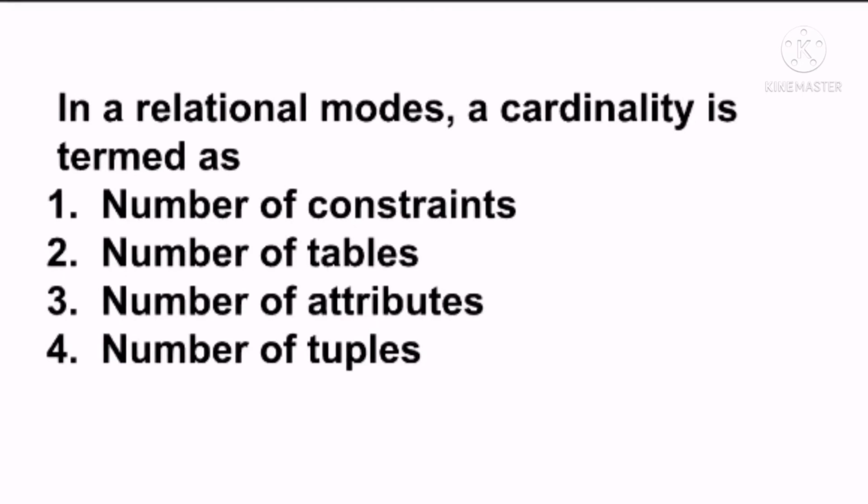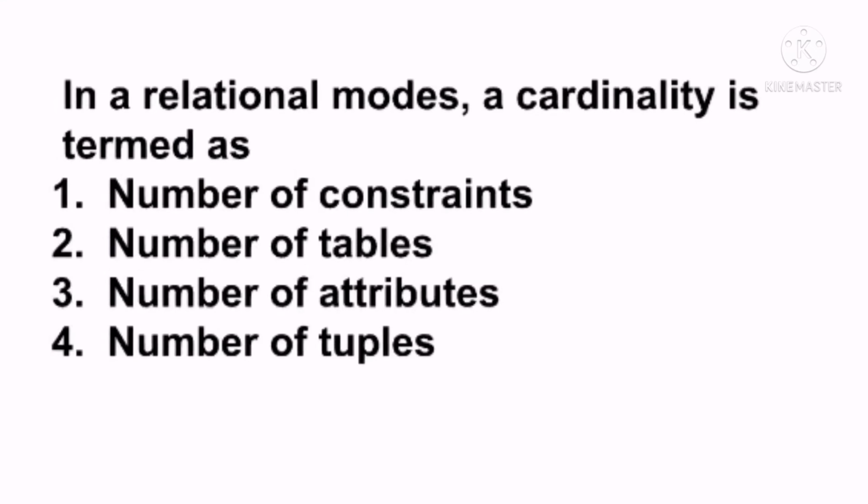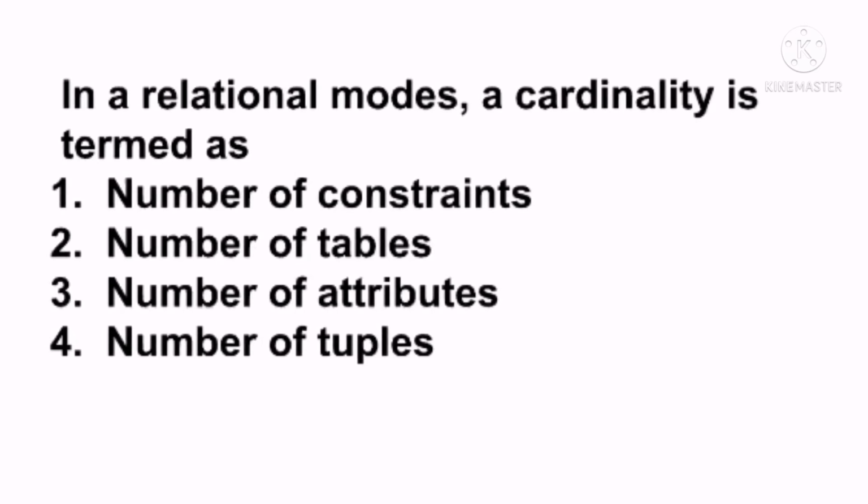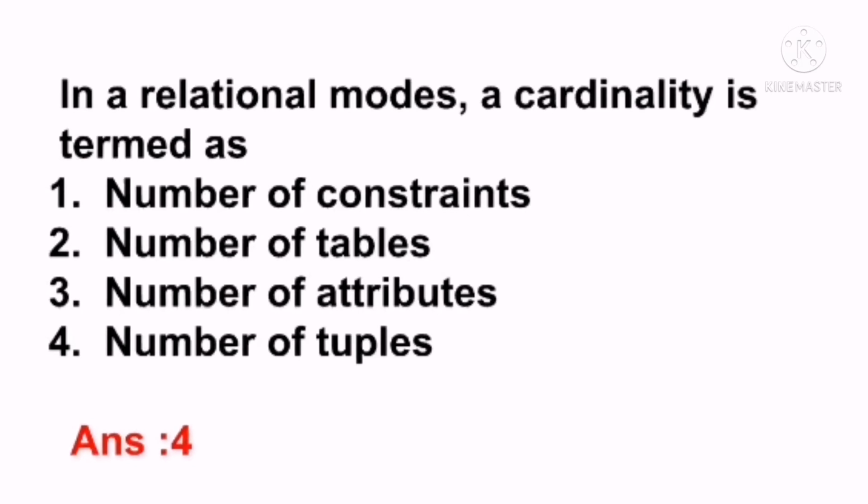Next, in a relational model, cardinality is termed as. Options are first one, number of constraints, second one, number of tables, third one, number of attributes, fourth one, number of tuples. So cardinality is nothing but the number of tuples. Number of tuples is called cardinality.